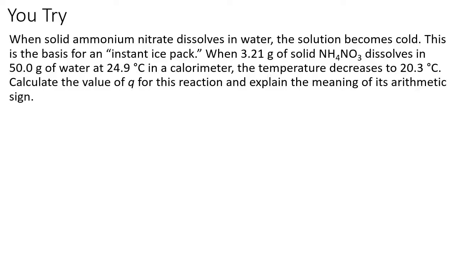When solid ammonium nitrate dissolves in water, the solution becomes cold. This is the basis for an instant ice pack. When 3.21 grams of solid ammonium nitrate dissolves in 50 grams of water at 24.9 degrees Celsius in a calorimeter, the temperature decreases to 20.3 degrees Celsius. Calculate the value of Q for this reaction and explain the meaning of its arithmetic sign.